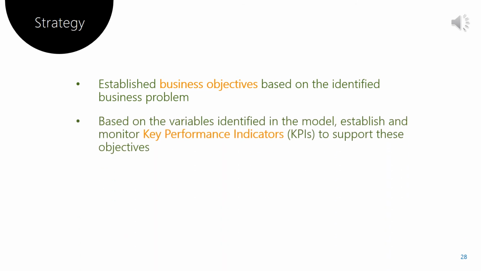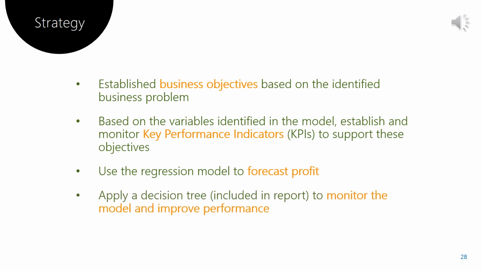Second, based on the variables identified in the model, establish key performance indicators to support these objectives. So with that, you'll want to incentivize your marketing team, loan approvers, and so forth, to make sure you're building your business based on loans that are most profitable. Third, use the regression model to forecast profit. And lastly, apply a decision tree, which is included in the appendix of this presentation.